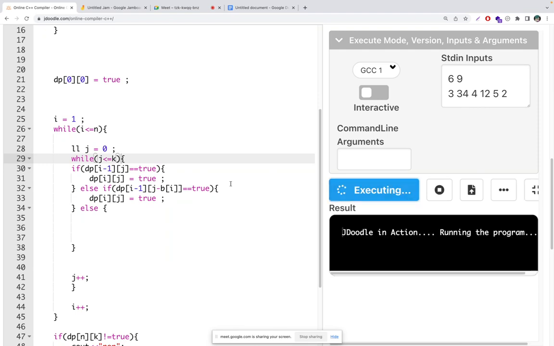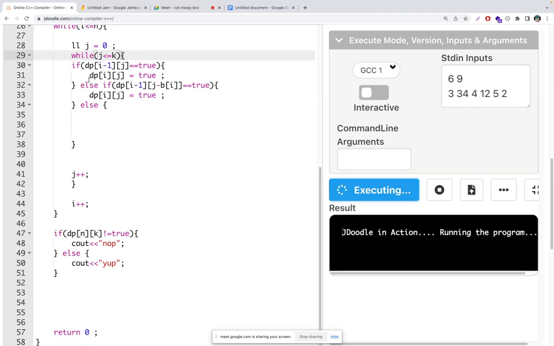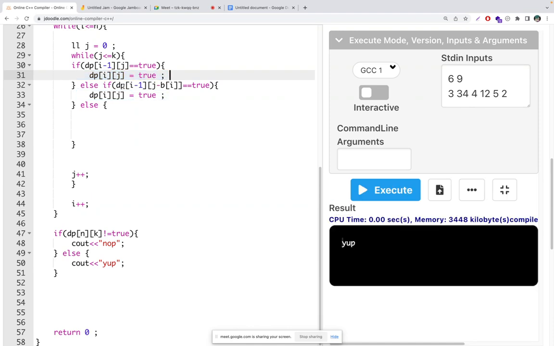So now what was the condition? If dp[i-1][j] is true, then true. And the next is, if dp[i-1][j-b[i]] is true, then true, else false. So why have I not written false? Because I declared it globally, it was already false. Got it?